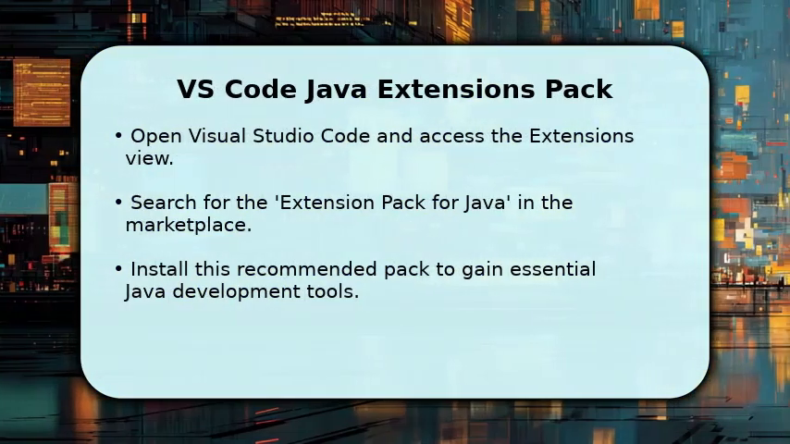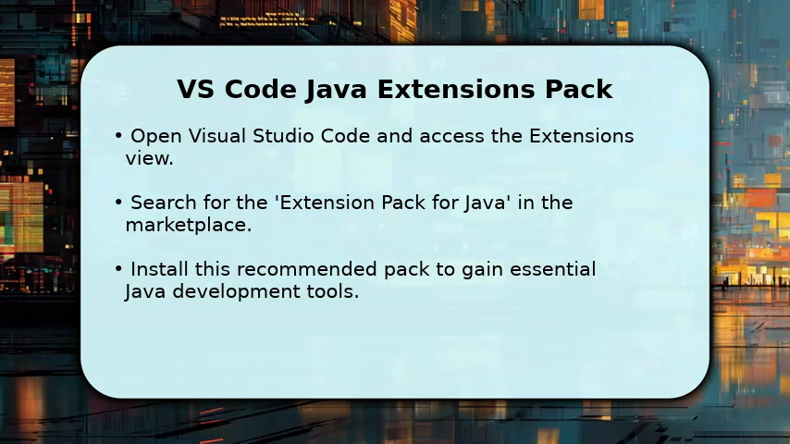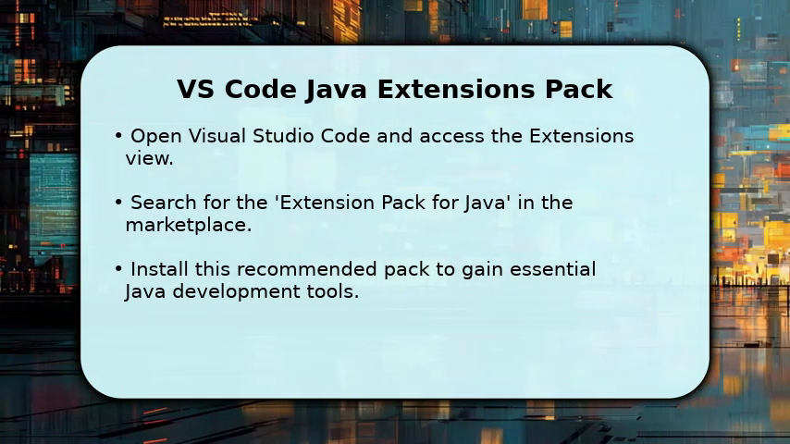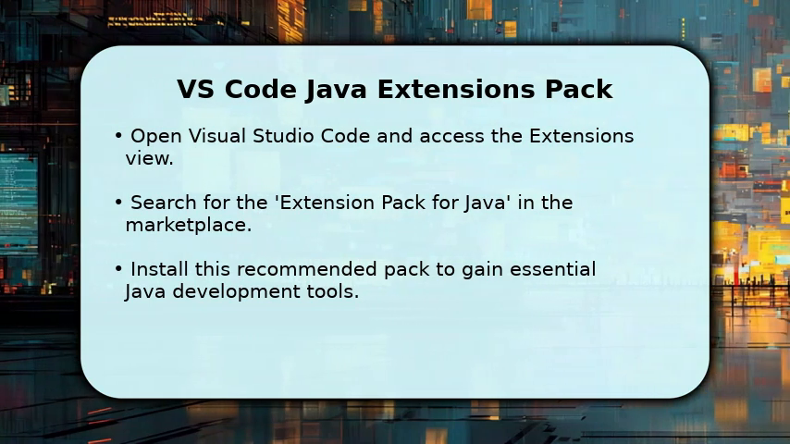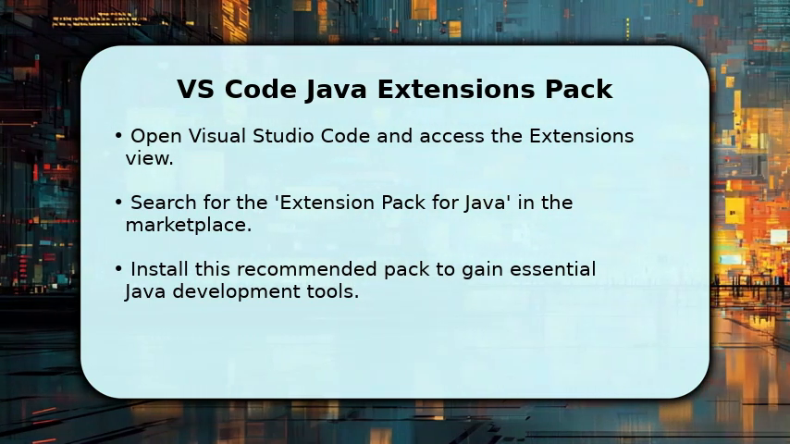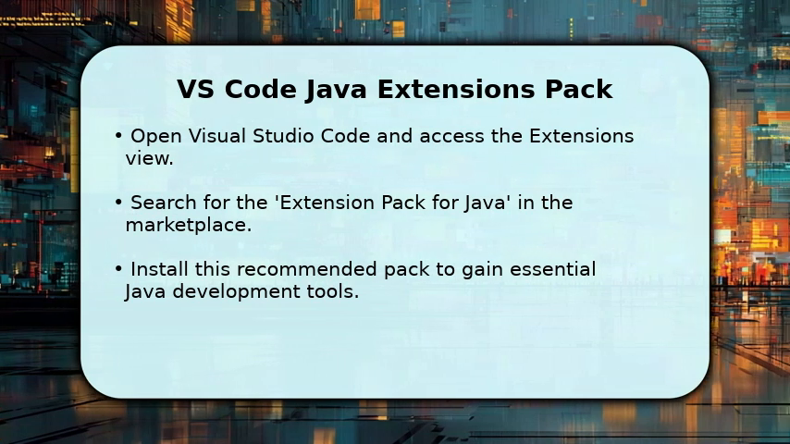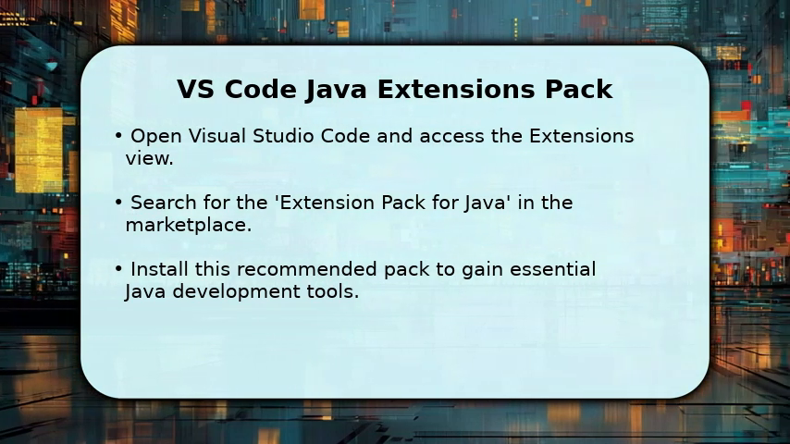With Visual Studio Code open, it is time to enhance its capabilities for Java development. Click on the extensions icon in the activity bar, which looks like 4 squares. In the search bar, type Extension Pack for Java.